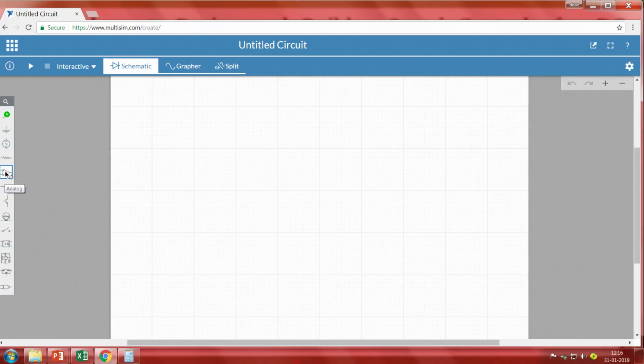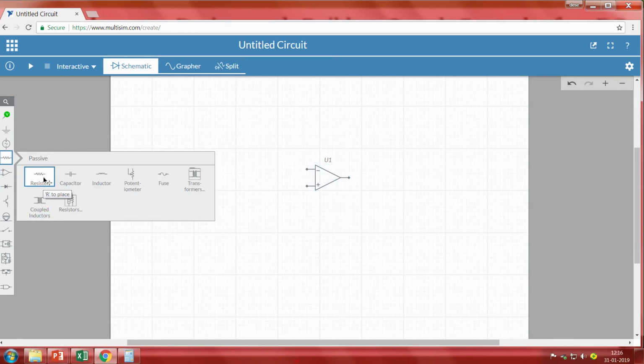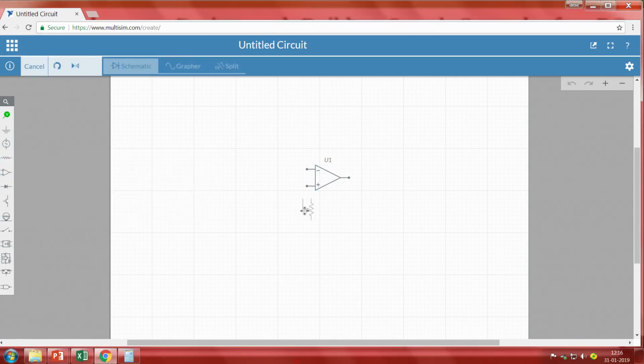So, what I will do is create a circuit in a new file. I will take an op amp, let me flip it, then I will take a potentiometer. As we have already seen, the offset is provided by using this potentiometer.